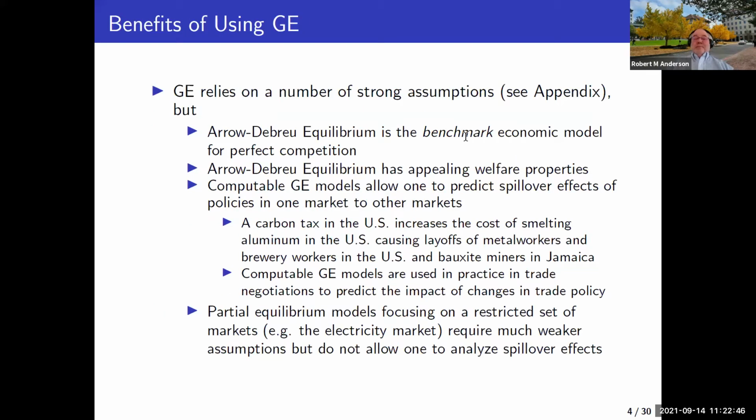So I've already talked about a strong assumption that price taking on the part of firms is not a very reasonable assumption in general equilibrium. And there are a number of others which are in the appendix to these slides, but I don't want to really talk about them. Why we use GE is, first of all, it's the benchmark economic model for perfect competition.